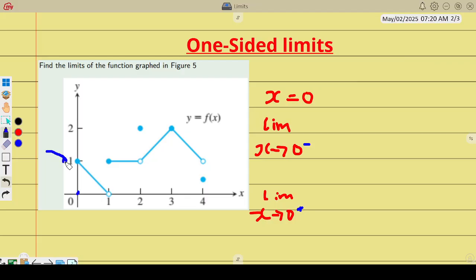From the left, we do not have any graph. So on the left, the limit does not exist. Here on the left, we don't have any graph. Yeah, and then what about on the right? On the right, we now want to come to 0, meaning we're coming in this direction.